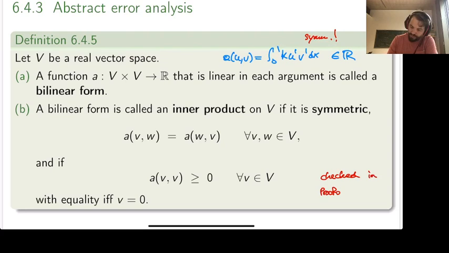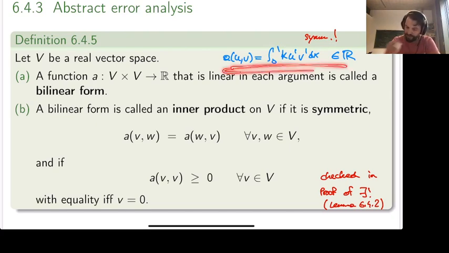In the proof of existence and uniqueness, that was lemma 6.4.2. So look back, we've checked already that for the specific bilinear form given here, this second condition holds as well. So in our case, we have in fact an inner product.